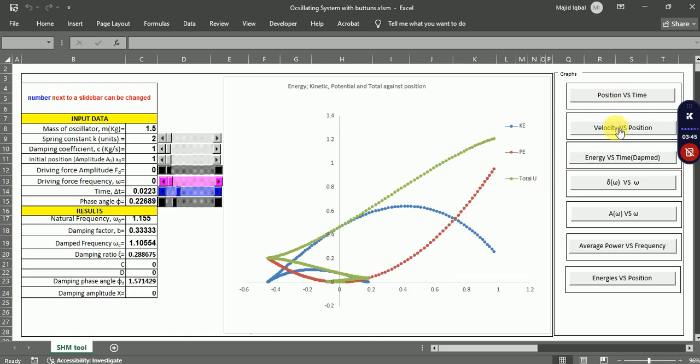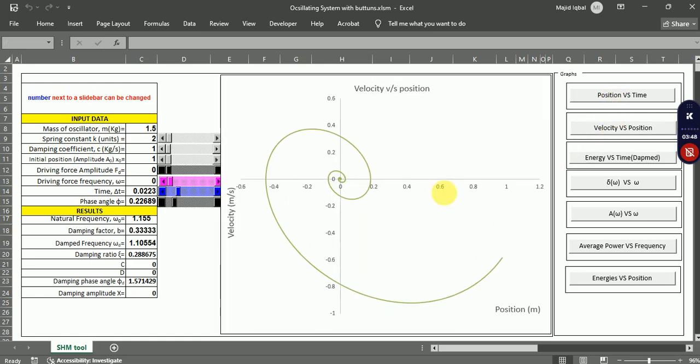Now you can see velocity versus position. Now this is not a circular loop, but position is decreasing with oscillation, and velocity as well is decreasing. So it starts from position 1, and then on the other side it cannot reach -1, then it reaches 0.2, then nearer to the mean position, and at last it reaches the mean position. So these graphs well explain the phenomena of oscillation.